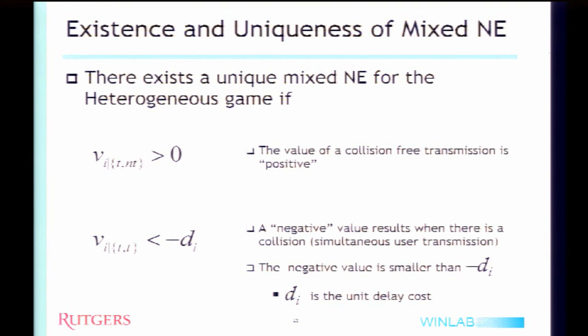For this game, we actually proved that there exists a unique mixed NE in this heterogeneous game, given two conditions are met. The first one is that the value of a collision-free transmission is positive, larger than the reference point. The second condition is the negative value that results when there is a collision, meaning simultaneous user transmissions. And this negative value, minus d_i, is the value the player obtains when she chooses to wait in the time slot.